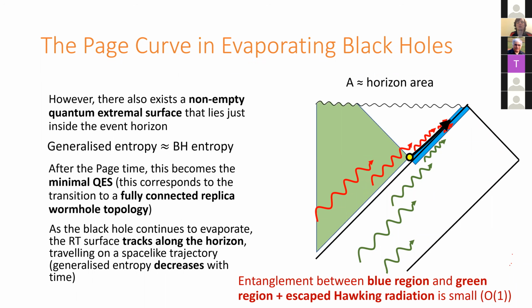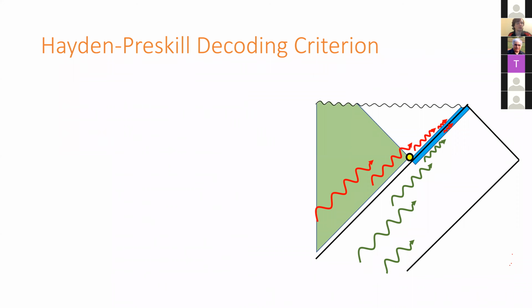As we allow the black hole to evaporate, as we include more and more Hawking modes in our escaped radiation, then this RT surface just tracks along the horizon. It moves in a space-like trajectory that gets closer and closer to the horizon. Because the black hole is evaporating, that means that the generalized entropy of the surface decreases with time. And so we get the second half of the Page curve where the entanglement entropy just steadily decreases.